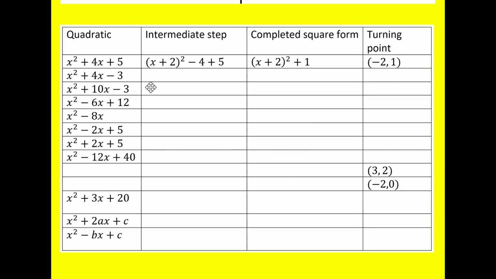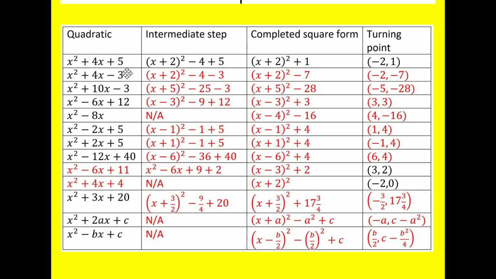So can you have a go at all of these questions, see if you can complete the square on all of them, be confident, just go with it. And there's some that are quite interesting where I give you the turning point and ask you to get back to the original quadratic or completed square form. Okay, pause the video, try this out. I'm going to show you the answers.